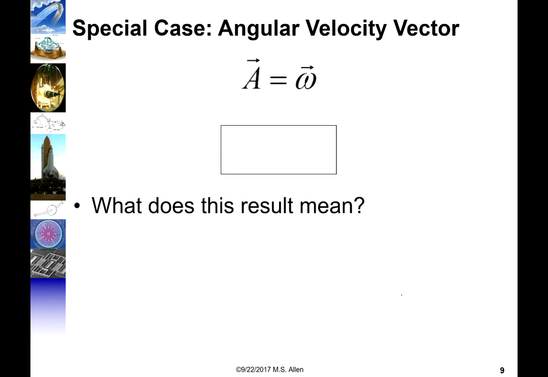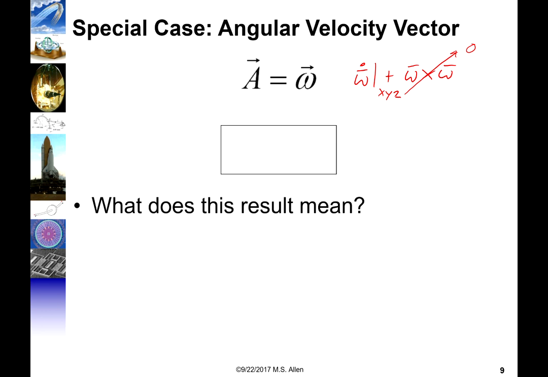Alright, let's mention one other thing, and we'll save the other examples for another video. Let's suppose the vector you want to take the derivative of is the angular velocity vector. What will you get when you do that? Well, we get that the derivative of that is omega dot plus omega cross omega, right? And this term always has to be 0.